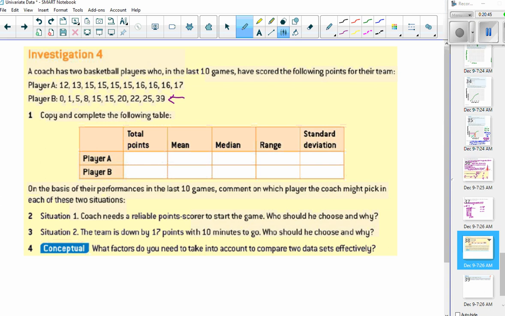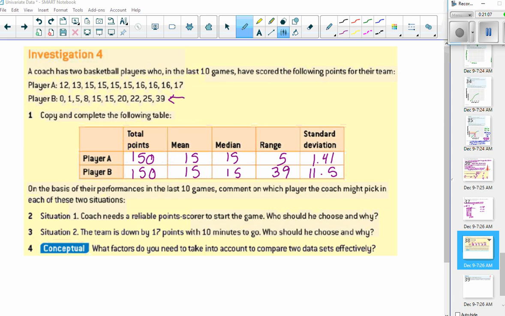Situation 2: his team is down by a whole bunch of points with 10 minutes to go. Who should he choose and why? And then the last part is, what do we have to take into consideration when we compare 2 sets of data? Because these 2 sets of data are quite different. Pause the video, please, and go ahead and calculate each of these pieces.